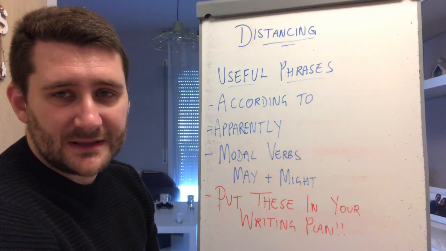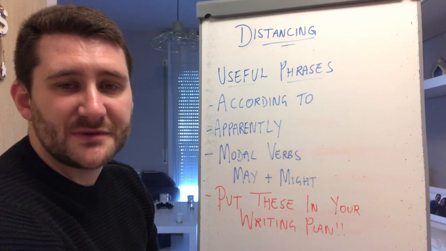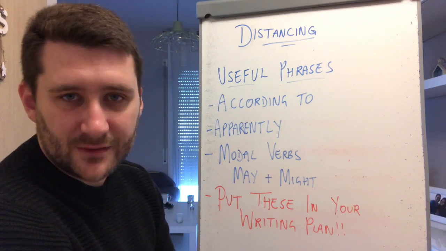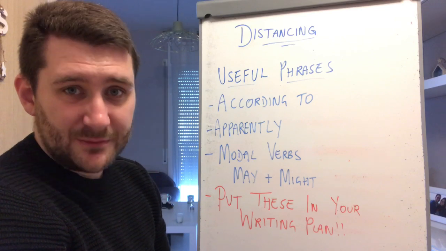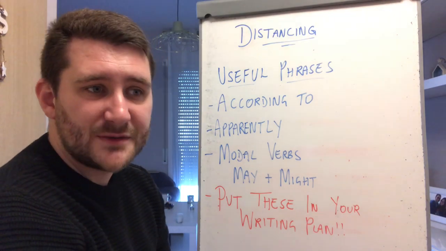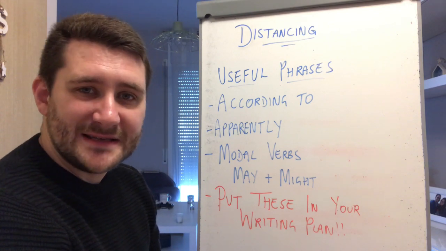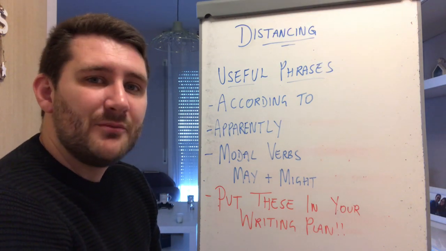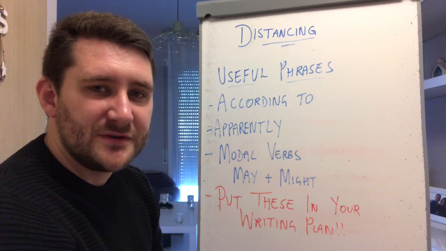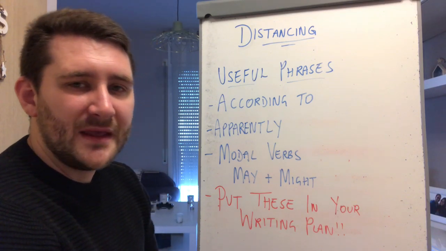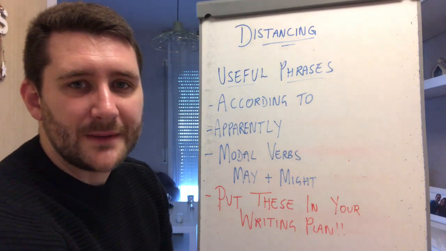And of course, an easier one, I'm sure you are aware of these verbs, the modal verbs may or might. Okay, so these verbs communicate possibility. So it may rain on Saturday, it might rain on Saturday. I'm not saying that it is 100% certain, but it's a possibility. All right, so that's a useful way as well of distancing yourself. I'm sure you know those verbs anyway.